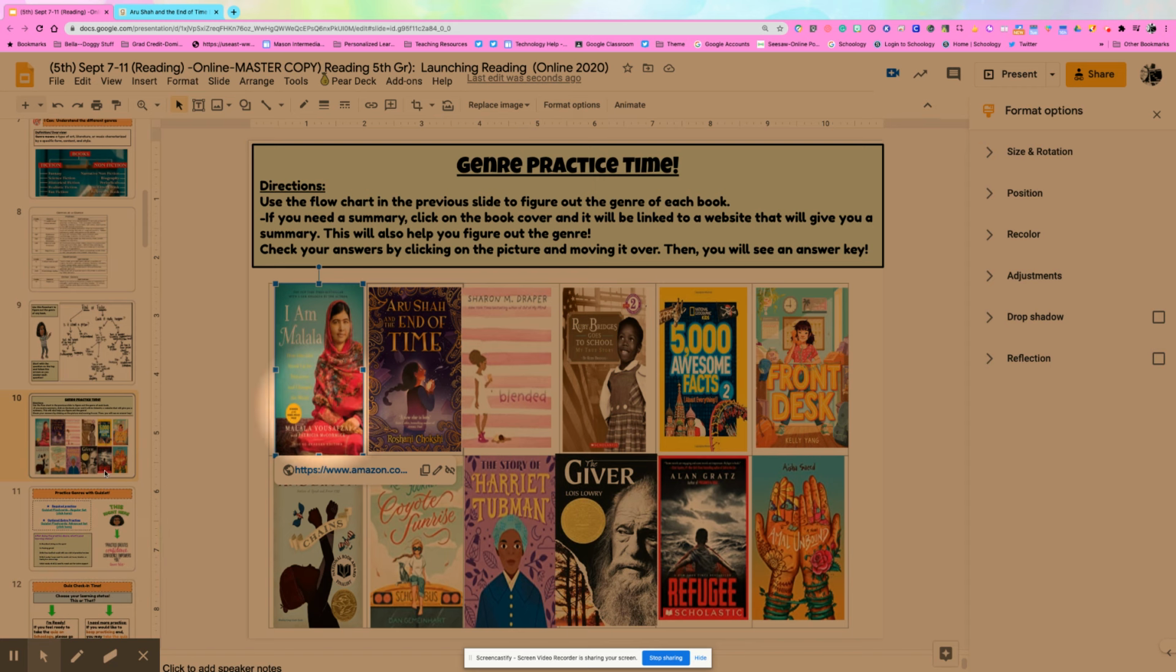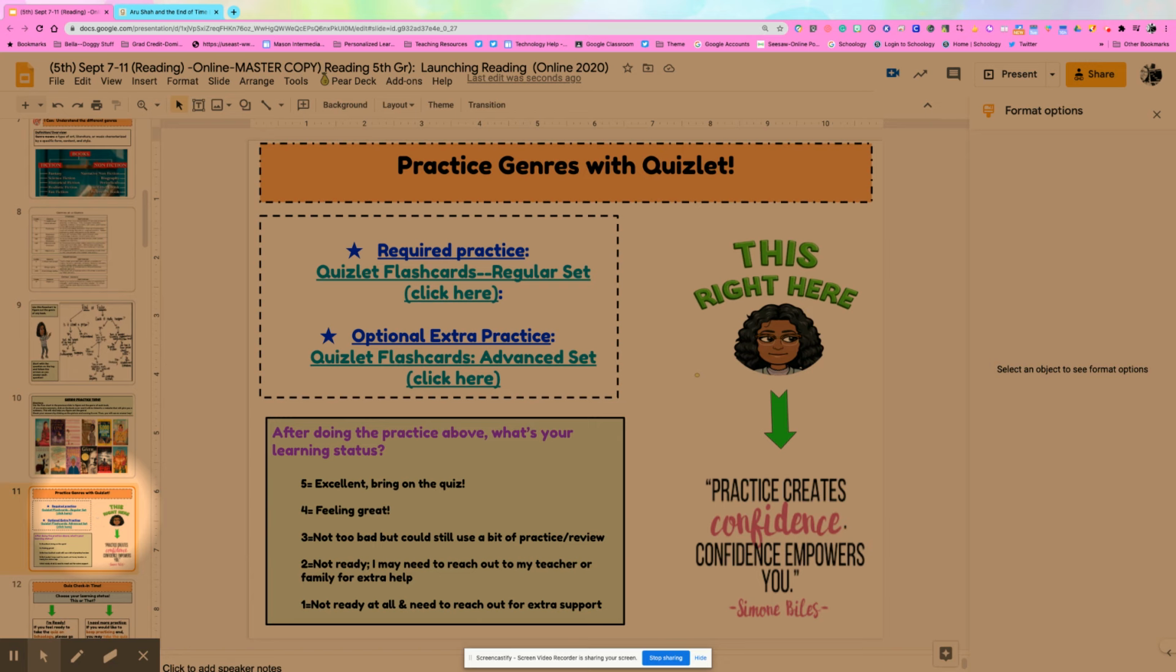If you want, you can even write the answers in your reader's notebook. So when you're ready, your next step is to practice with Quizlet. This is a required set of Quizlet flashcards I want you to try. And if you would like to try the advanced set, go for it. And then after that, I want you to practice by asking yourself, am I ready for the quiz?